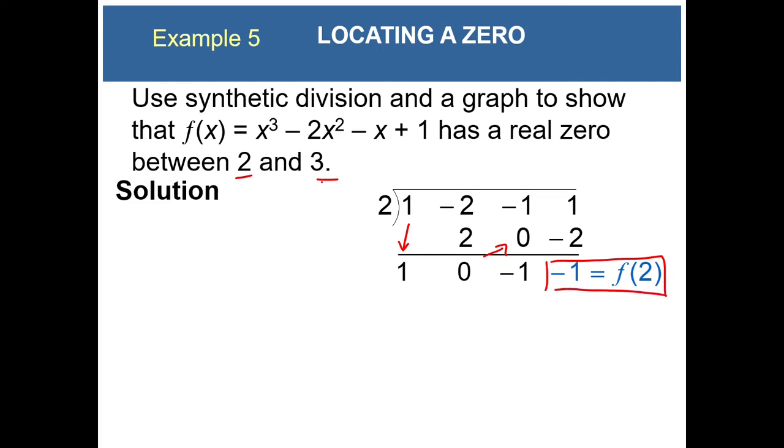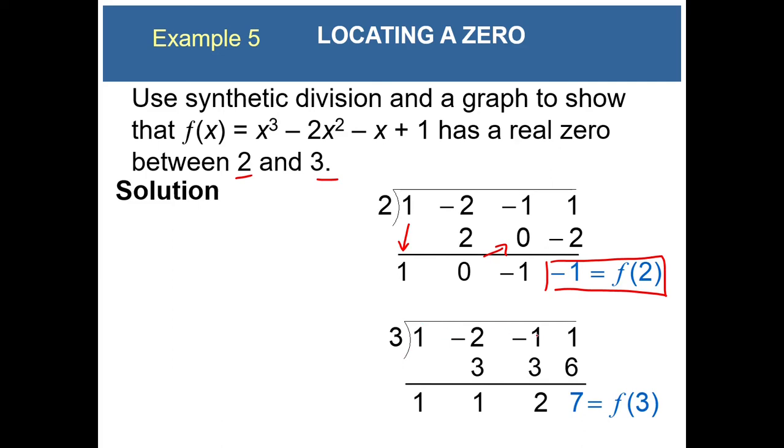We can do synthetic division again now with 3. When we use synthetic division with 3, we'll drop down the 1. 3 times 1 is 3. -2 plus 3 is 1. 3 times 1 is 3. -1 plus 3 is 2. And 2 times 3 is 6. When we add this, we get f of 3 is 7.